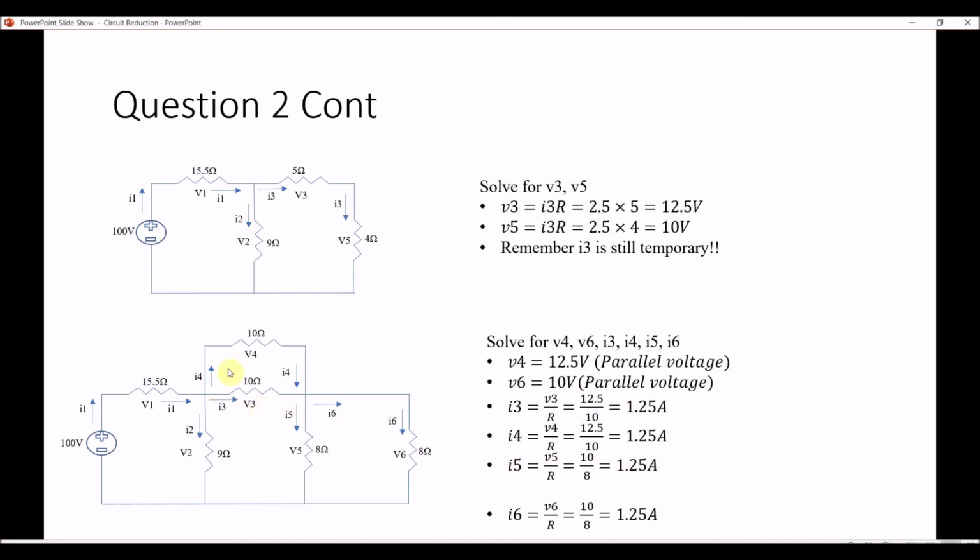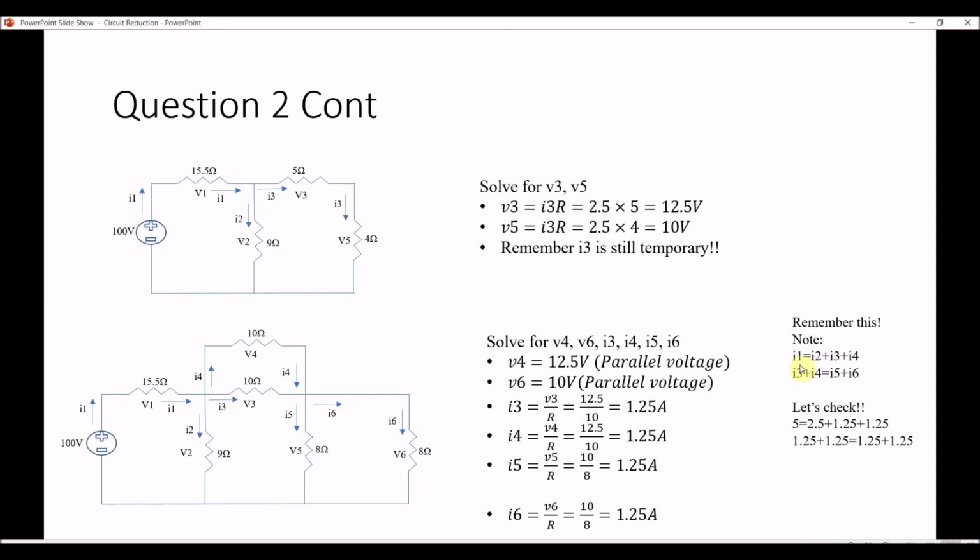And then we solve for I4, which is V4 over R. V4 is 12.5 volts. So 12.5 over 10, also 1.25 amps. So we have I3 and I4. Then we do I5 and I6. I5 is V5 over R, which is 10 over 8, because V5 is 10 volts, as we did previously. So 10 over 8 is 1.25, and I6 is also V6 over R, which is 10 over 8, which is 1.25.